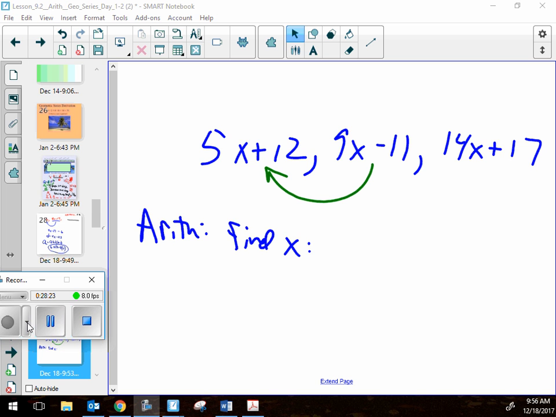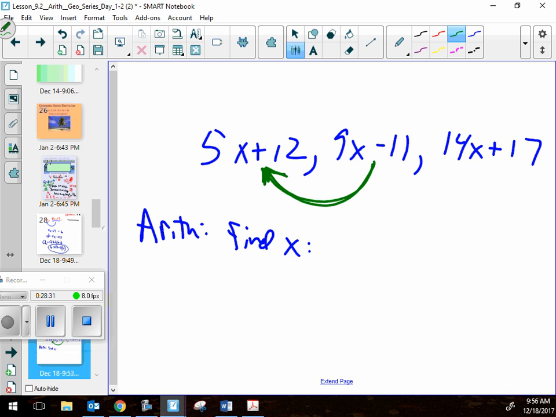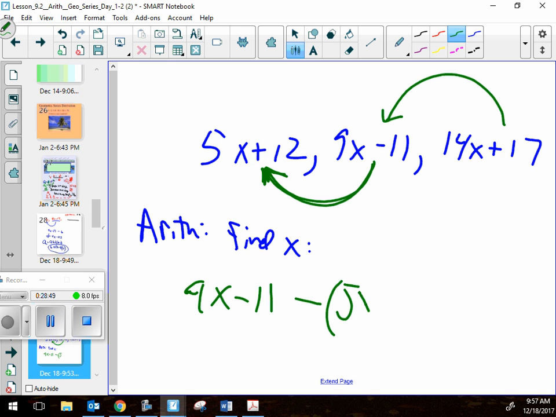Okay, here's the key to this one. When you do subtract this minus this, that just gives you something with an x in it, and you have to set it equal to something. So then you say that must be the same as this one minus this one. Okay, so I'd say 9x minus 11 minus, parentheses, so I remember to distribute it, 5x plus 12 would have to equal 14x plus 17 minus 9x minus 11.